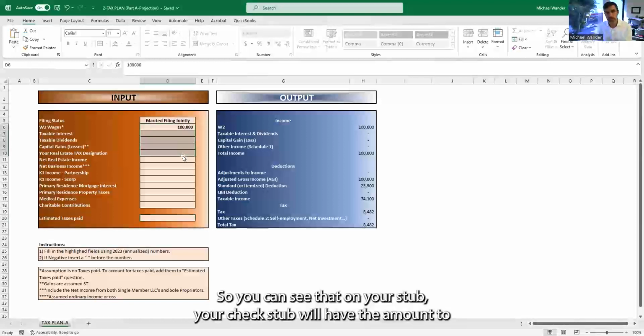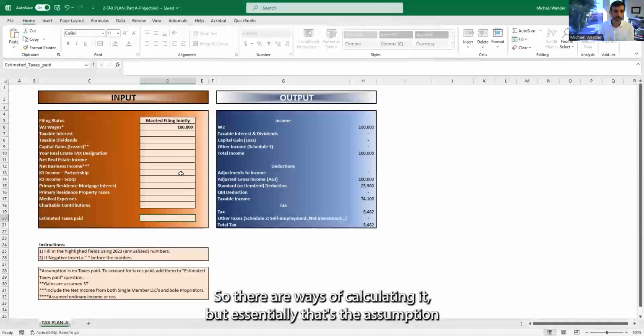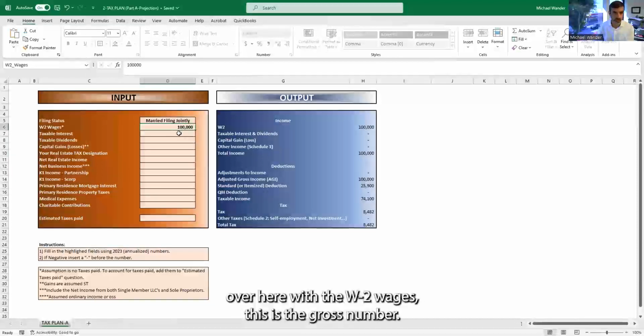You can see that on your stub. Your check stub will have the amount to date. So there are ways of calculating it, but essentially that's the assumption over here with the W-2 wages. This is the gross number.